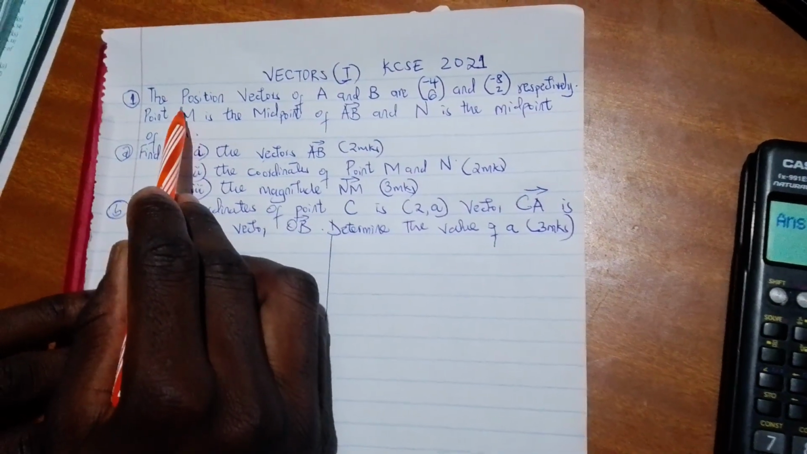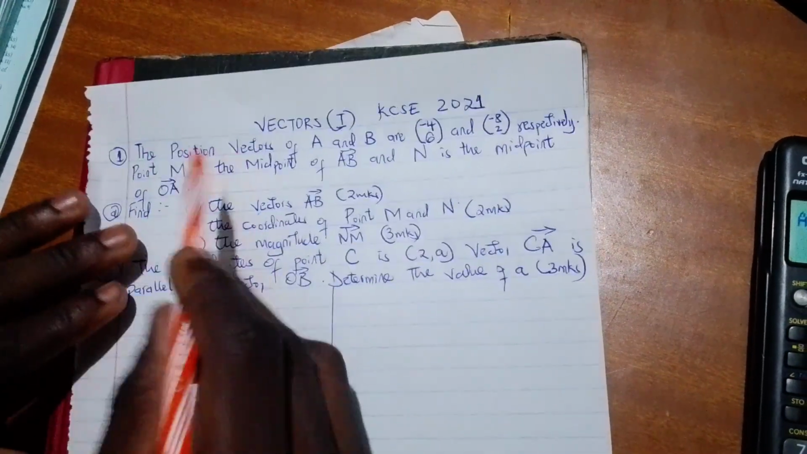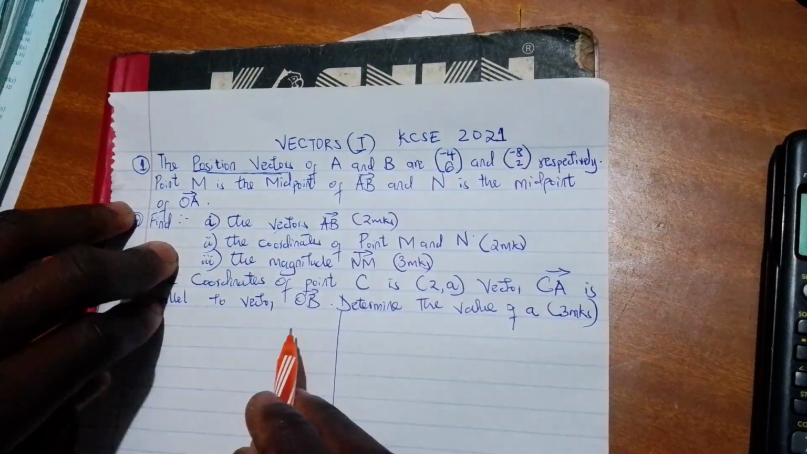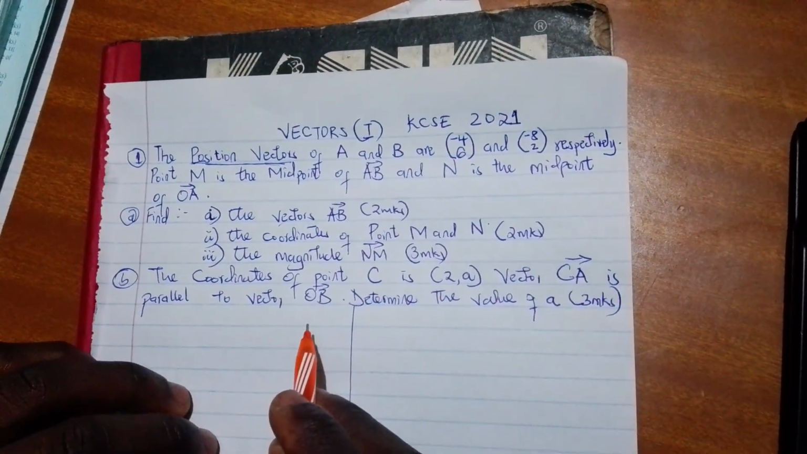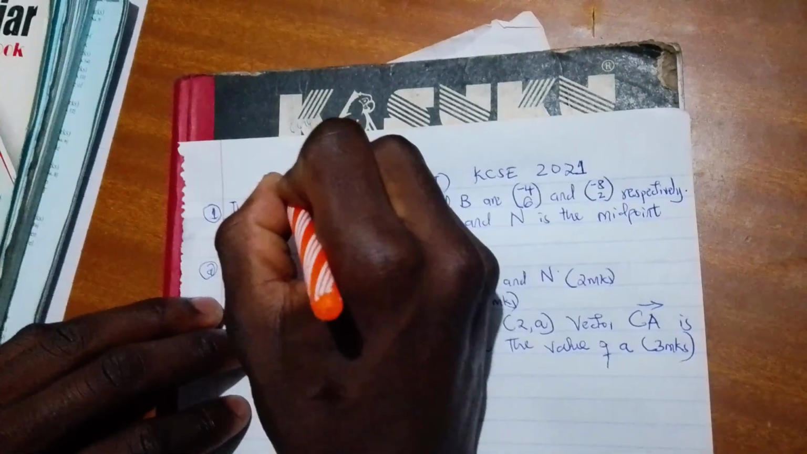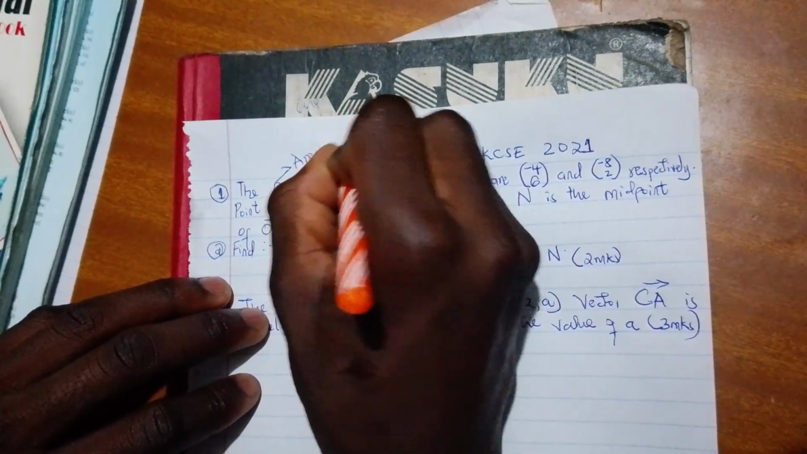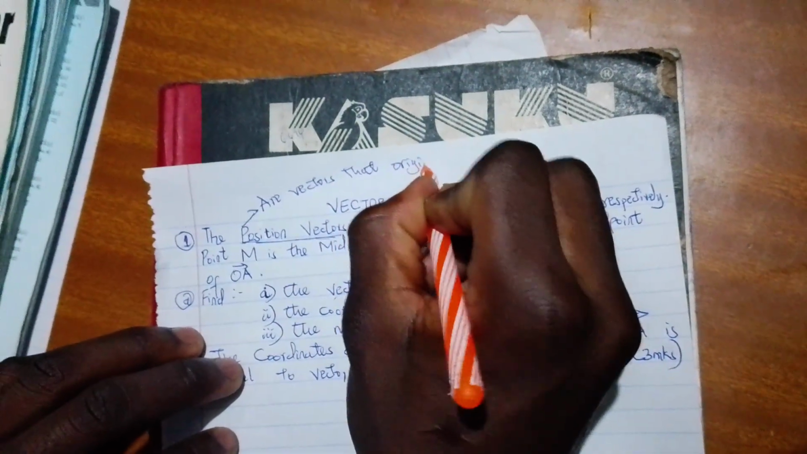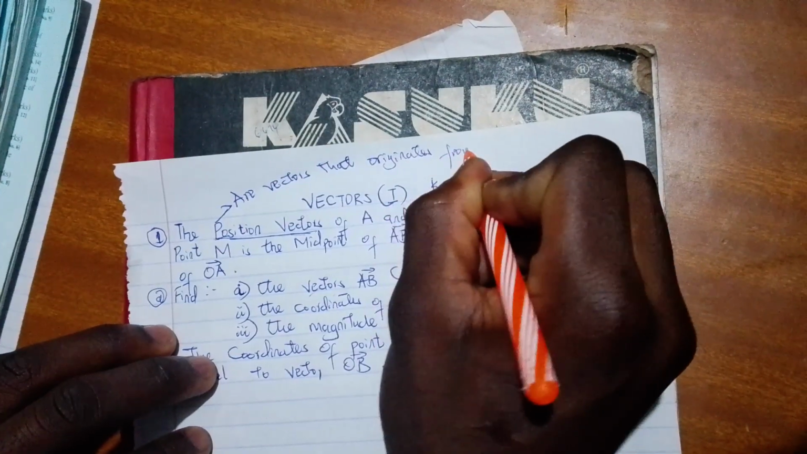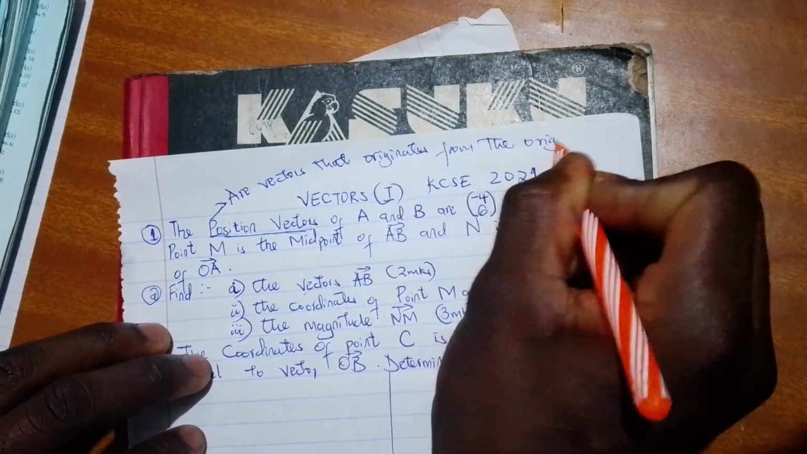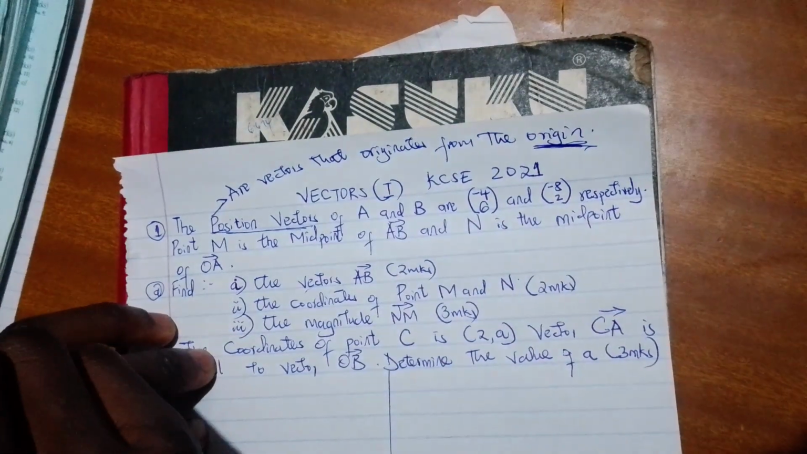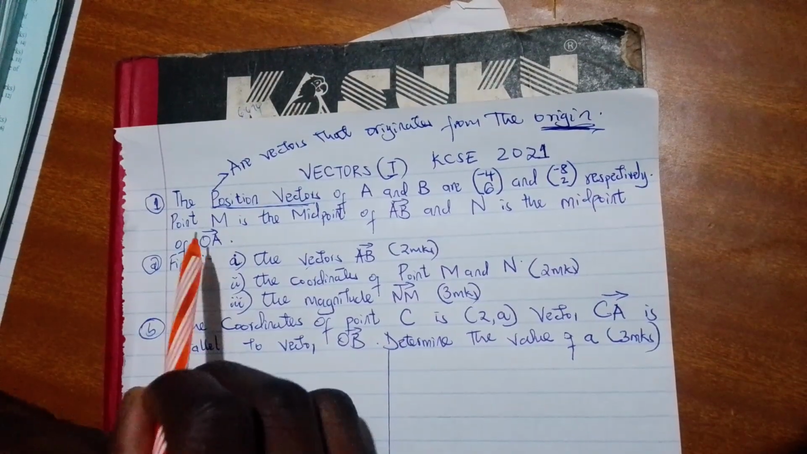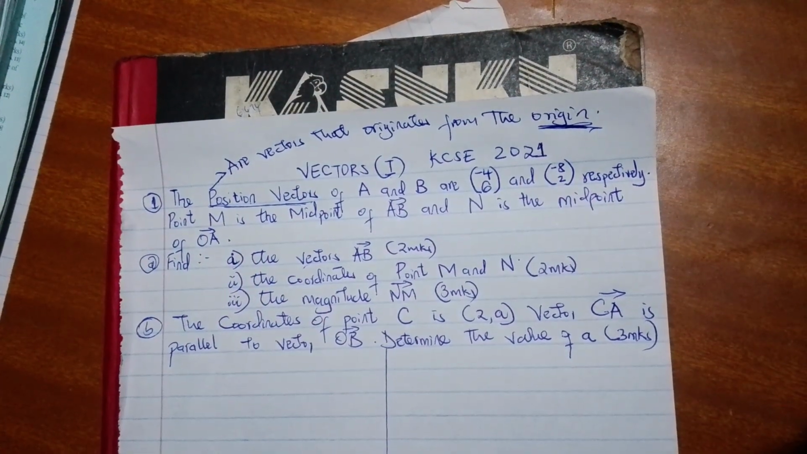So the question says the position vectors. This is a very crucial term. Let me underline it, and maybe before I continue any further, let me define it. Position vectors are vectors that commence, in other words originate, from the origin. I'm not talking about any other origin, but about the origin in the Cartesian plane, 0, 0. So position vectors are vectors that originate from the origin.